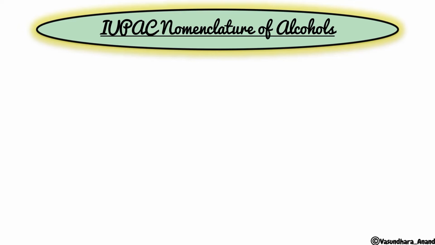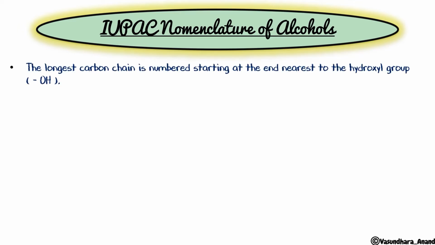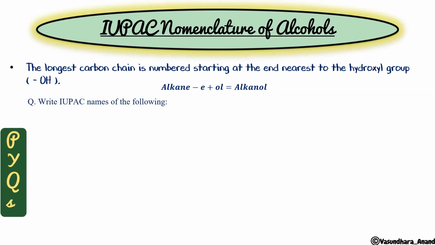IUPAC nomenclature, we all know how to name it. First we have to find the longest chain, and then numbering should start in such a way that the OH group, the hydroxyl group, is at the nearest position. Then it is alkane minus E plus OL, and it will give you alkanol. That means the alkane formula is CnH2n+2. If we remove one H and add OH, it will give you the alkanol, the alcohol form.